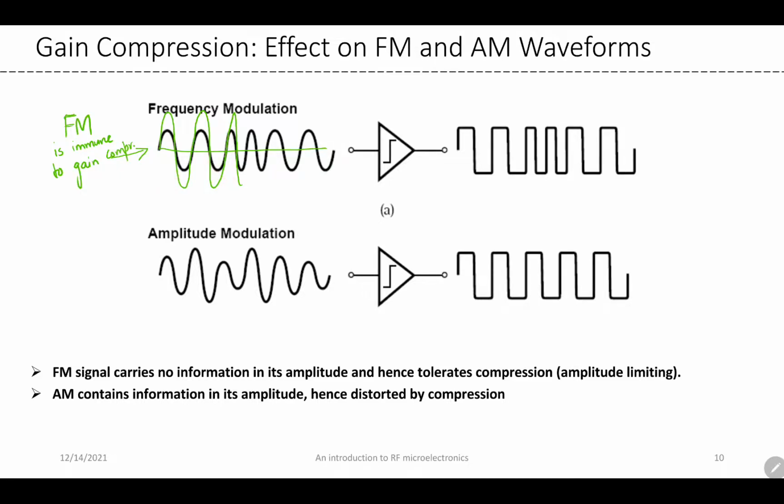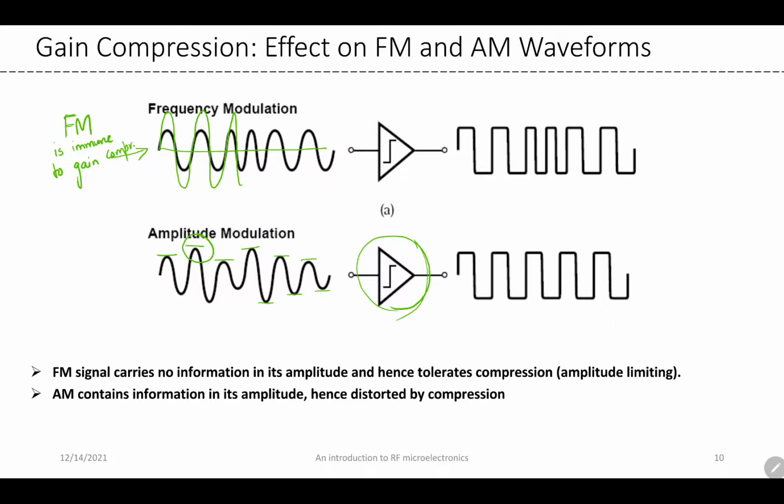But amplitude modulation highly depends on the amplitudes of the baseband signal, right? That's how it's being modulated. So in this case, if for a certain amplitude of the AM signal the system goes into compression, then the output would not be the required output, right?